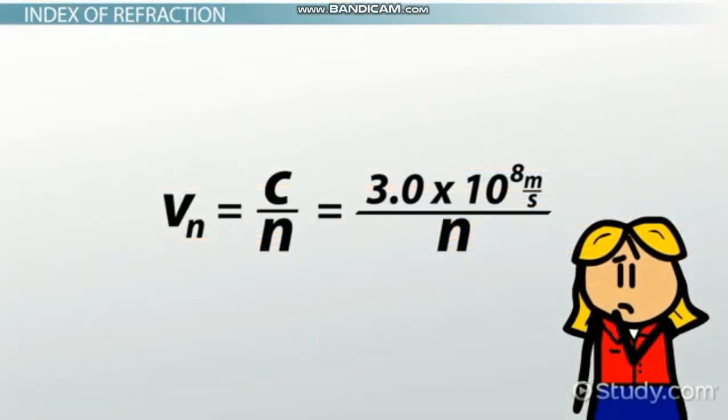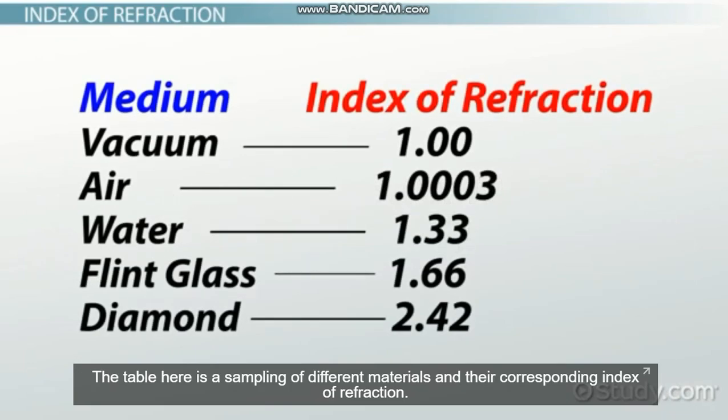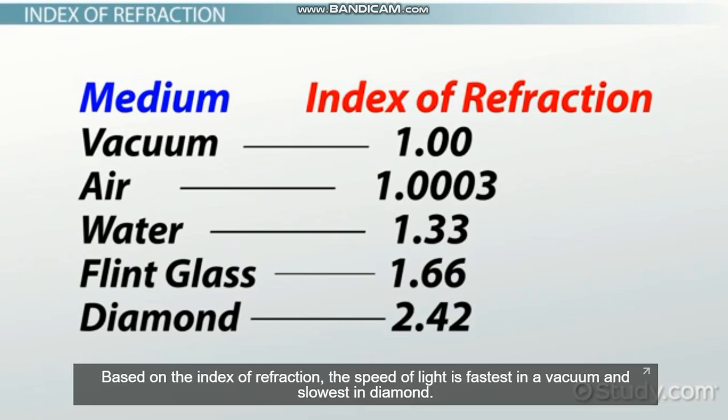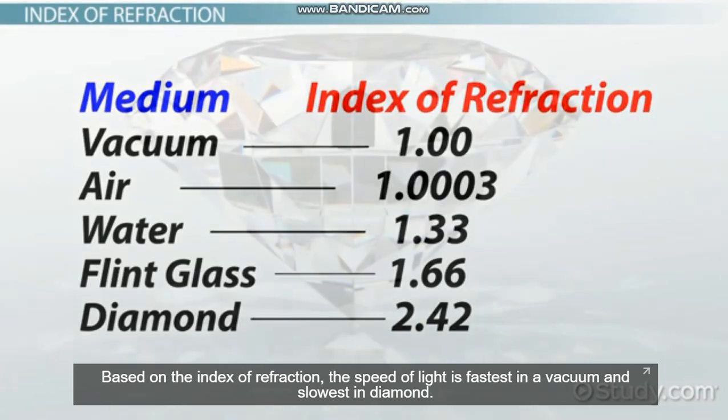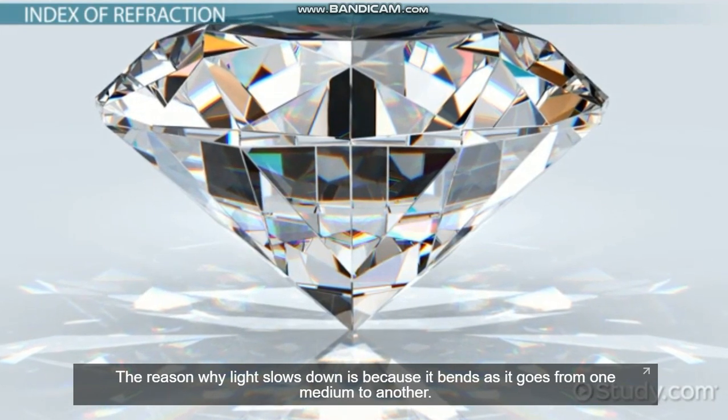v sub n equals c over n, equals 3 times 10 to the 8th meters per second over n. The table here is a sampling of different materials and their corresponding index of refraction. Based on the index of refraction, the speed of light is fastest in a vacuum and slowest in a diamond. The reason why light slows down is because it bends as it goes from one medium to another.